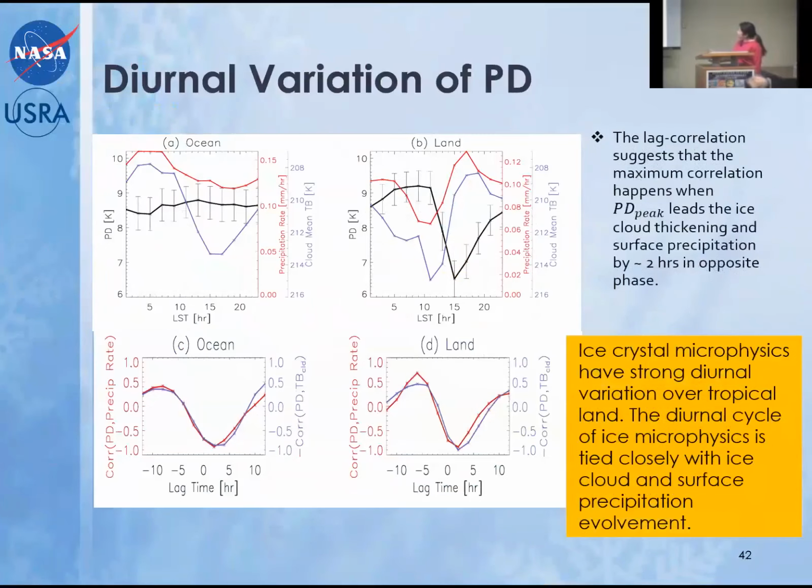Further on, if I do the lag correlation between the black line and the blue line, and the black line and the red line, you can see that both over ocean and over land, the anti-correlation does not occur at 0. It occurs at 2 hours. That's the lag correlation, meaning the ice microphysics change is actually leading the ice macrophysics change by 2 hours. That's what we are arguing here: ice crystal microphysics have strong diurnal variation over tropical land, and the diurnal cycle of ice microphysics is tightly related with ice cloud and surface precipitation evolution.